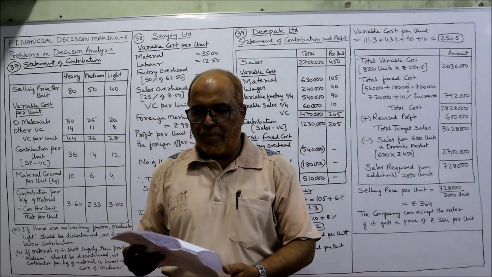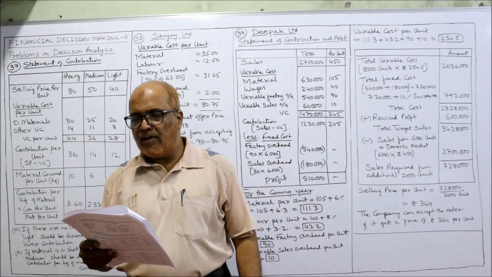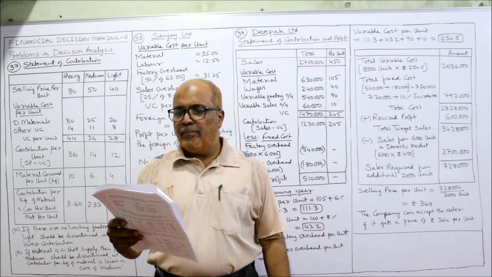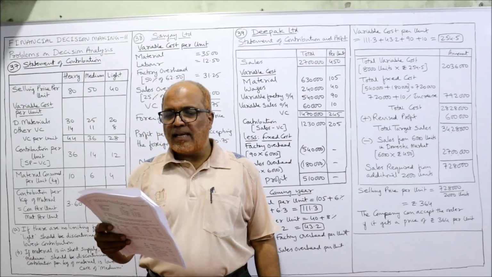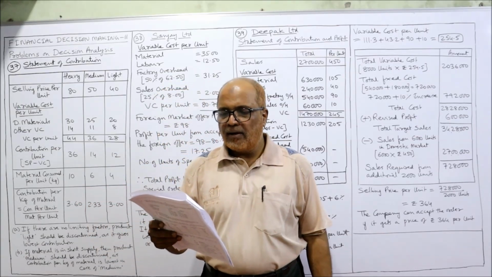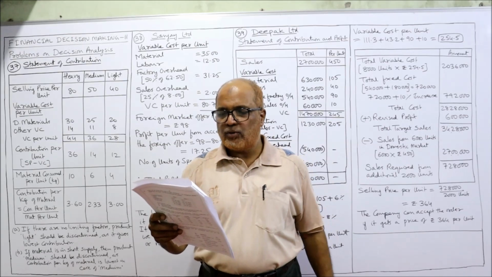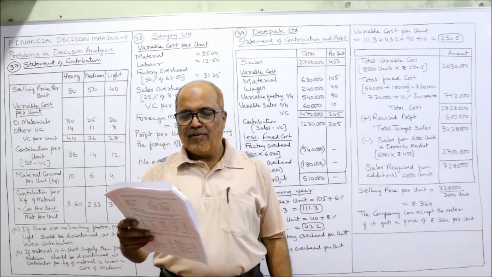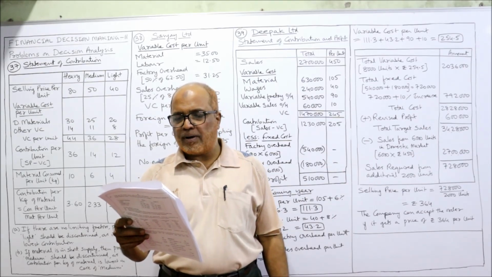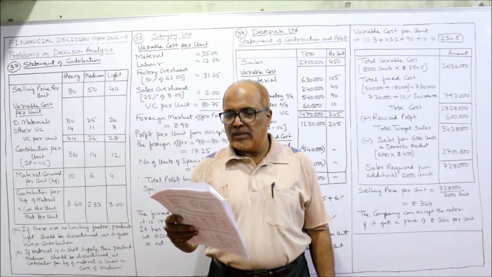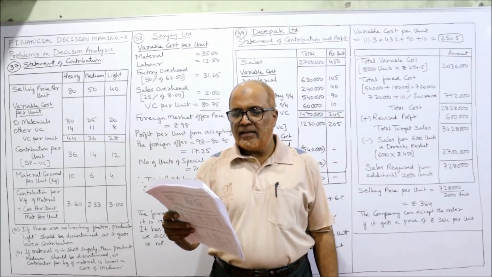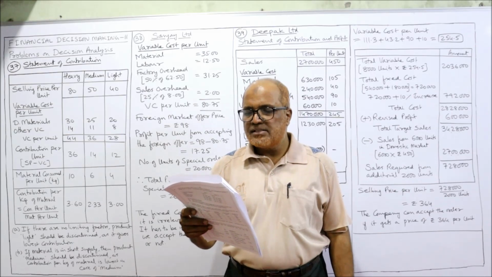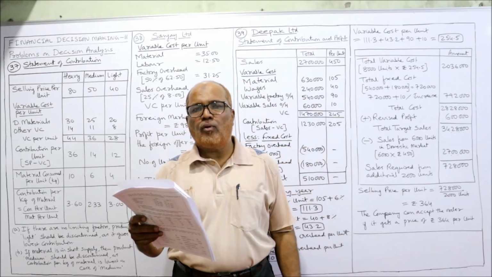Mamta Limited manufactures three products, namely heavy, medium and light. The details are given below. Selling price per unit 80, 50, 40. Direct material per unit 30, 25, 20. Other variable cost per unit 14, 11, 8. Fixed overheads per unit 10, 8, 6. Total 54, 44, 35. Material consumed per unit 10 kilogram for heavy, 6 kilogram for medium and 4 kilogram for light.